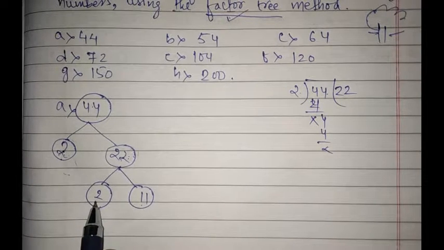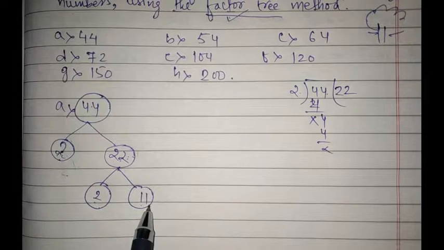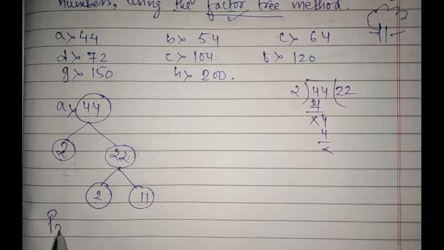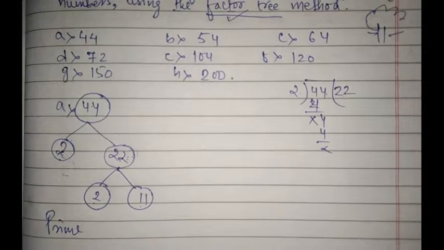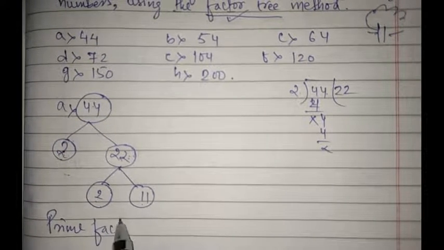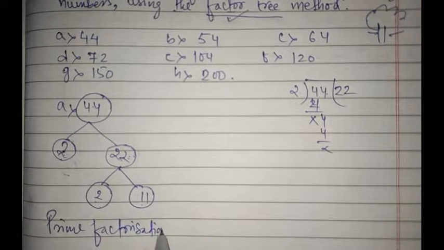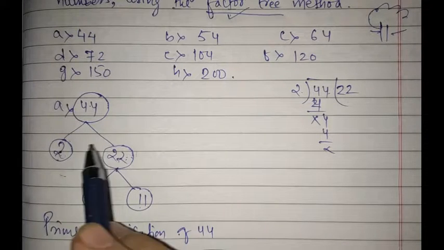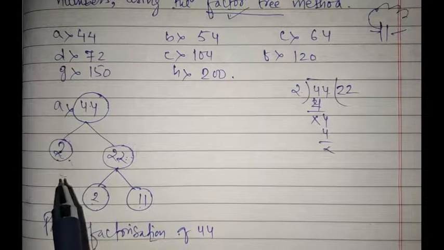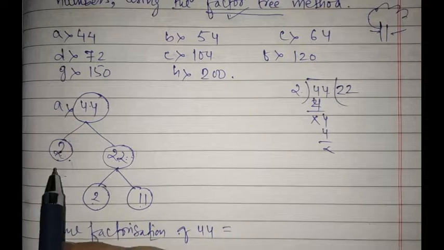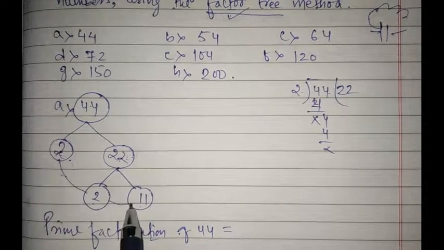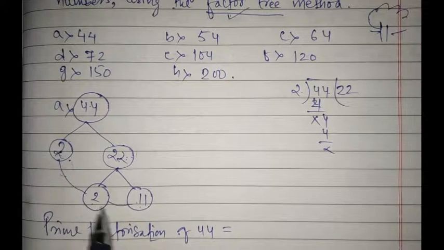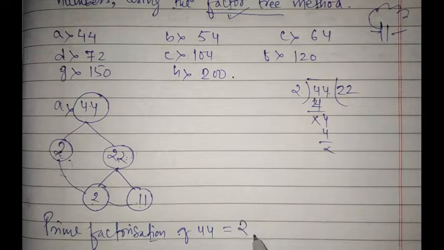Here 2 is a prime number, and 11 is also a prime number. So you write the prime factorization of 44. This is the prime factorization of 44 using a factor tree. It is 2 into 2 into 11. You will not write the other numbers, you will just write 2 into 2 into 11. These are the prime factors of 44.